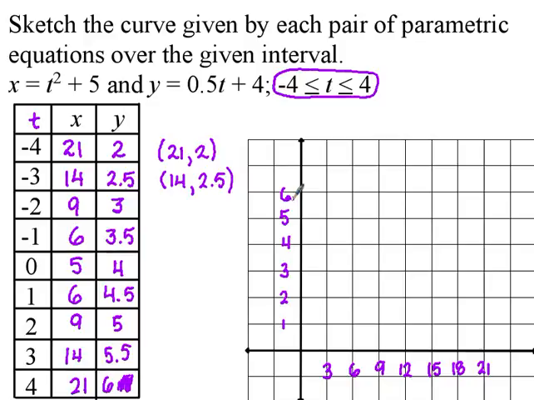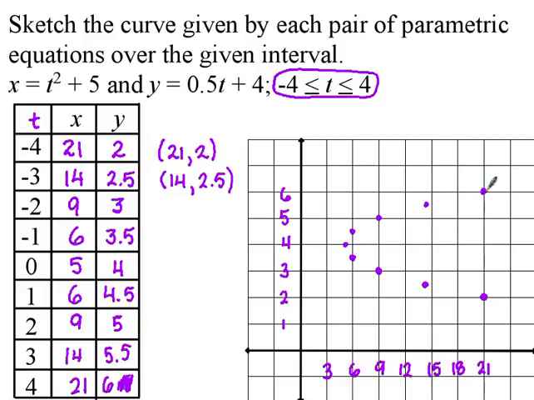So the first one will be 21, 2. So I'm going to come over here to 21 and I'm going to put a dot at 2. The next one will be at 14, 2.5. So that's going to be roughly about right here. The next one is going to be at 9, 3. Then I go to 6, 3.5. And then I go to 5, 4. My next one will be at 6, 4.5. 9, 5. So what do you think it's looking like? 14, 5.5. And then my last one will be at 21, 6.